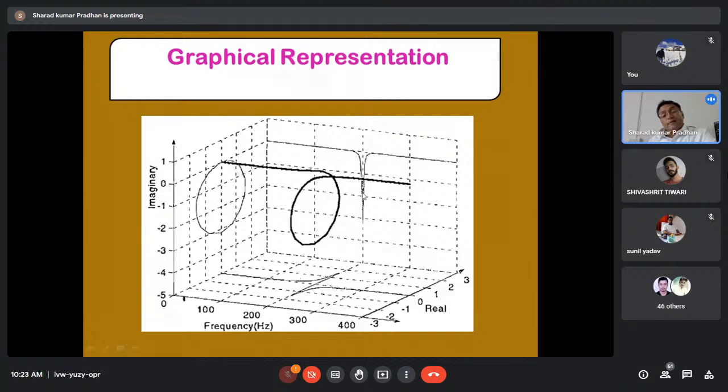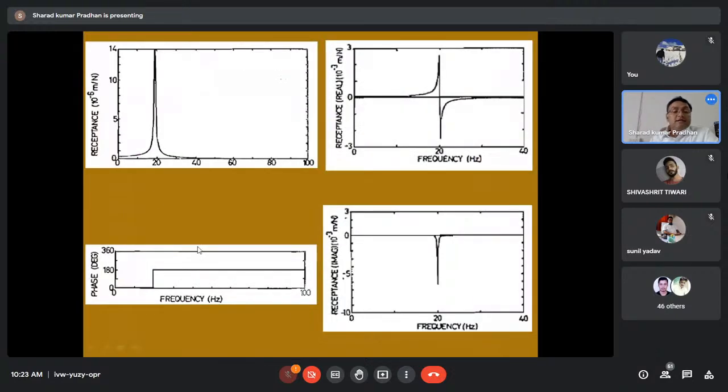These are the different representations of FRF in 2 dimensions. In 3 dimensions, it is simply like this. We have got the imaginary part, the real part, and the frequency part. So if you look at this, this is the receptance, meaning FRF. There are 3 types of FRFs. I will tell you that also. But this is the real part and this is the imaginary part.